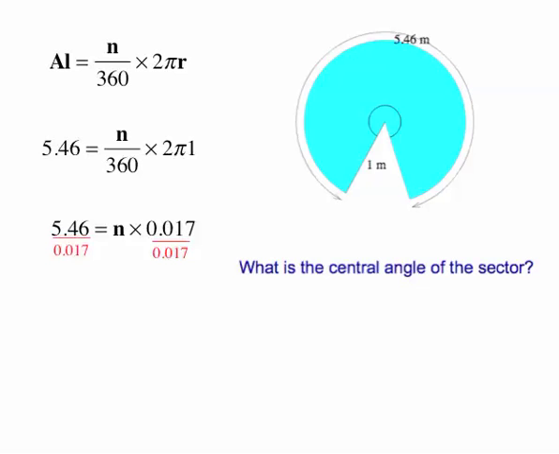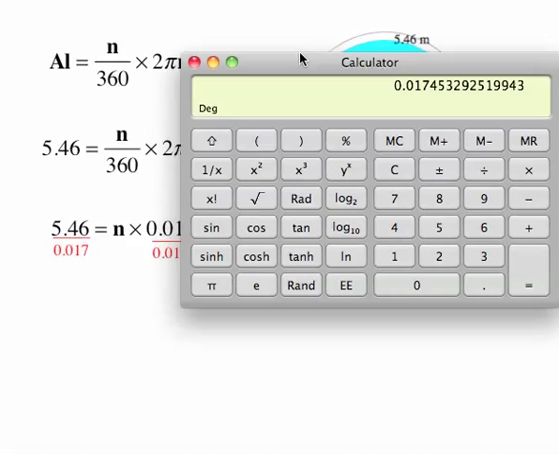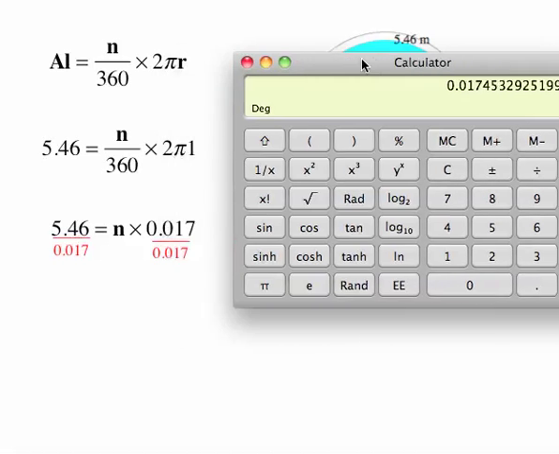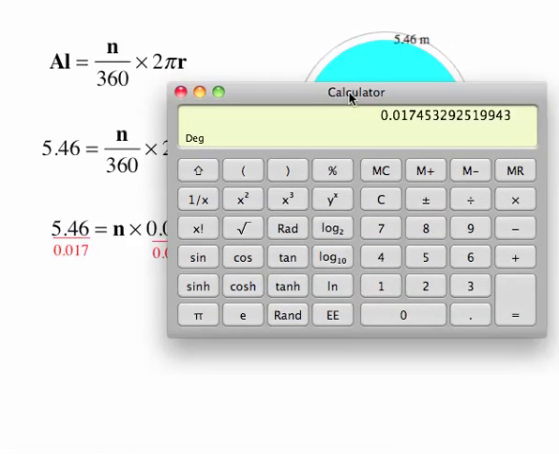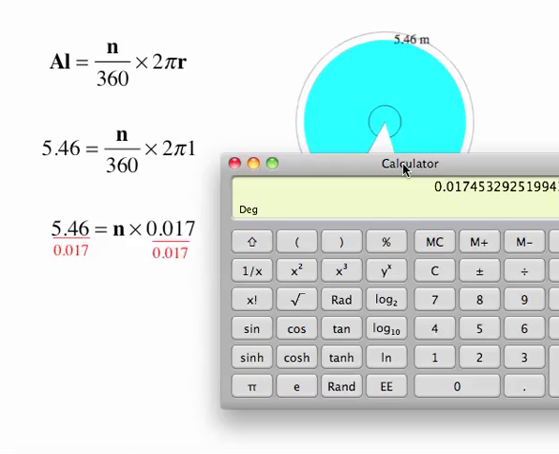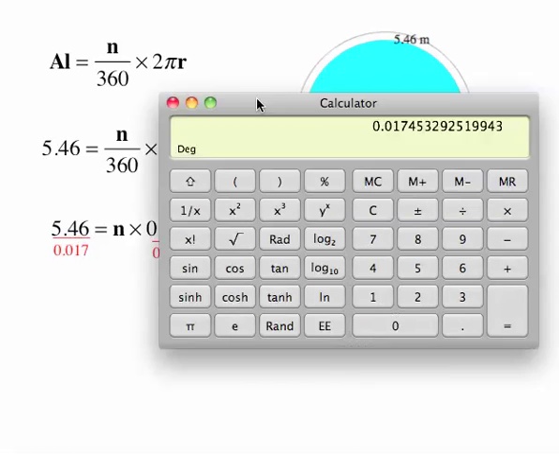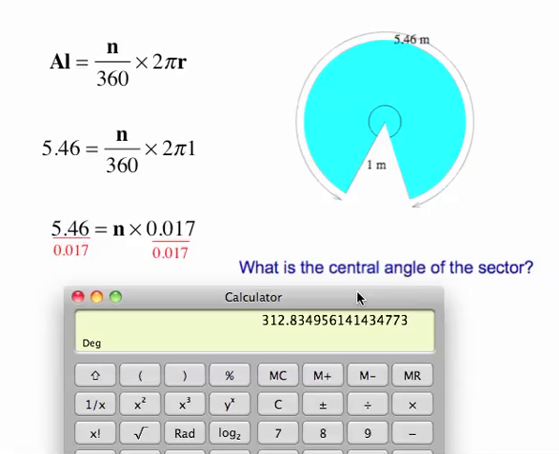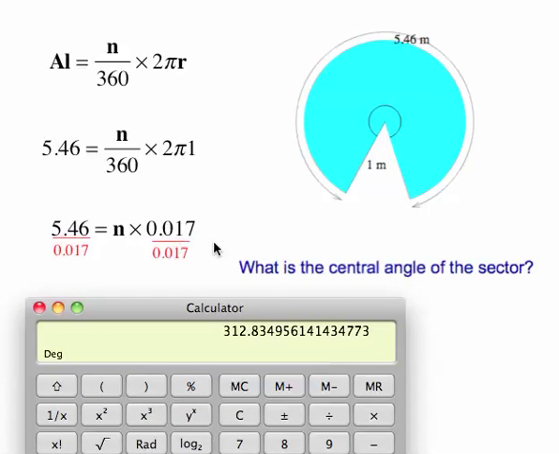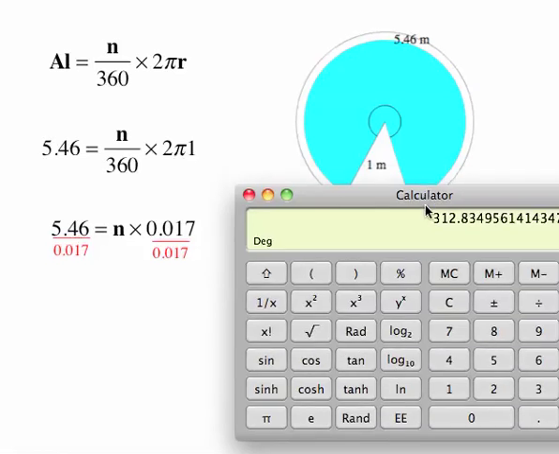Okay, so I have this in memory. Okay, and then I'm just going to copy that. If you're using the calculator on the computer, you can do that. If you're using a handheld calculator, you have to store this in memory. Okay. So I'm going to press C to clear it, and 5.46 divided by, paste, Command V, and equals. And that gives me a much more accurate answer than if I just use 0.017. Okay, and that is my central angle.